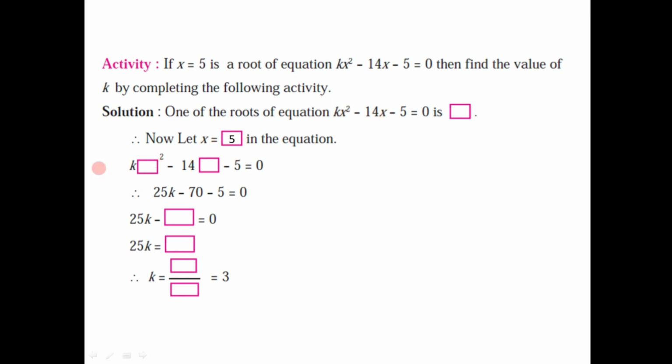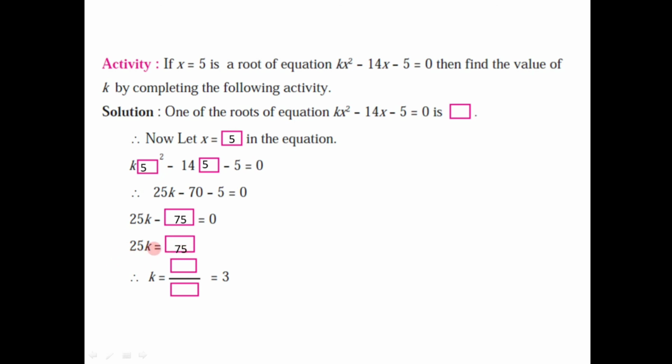So we have kx square. Instead of that, we can write k into 5 square minus 14 into 5 minus 5 is equal to 0. So 5 square is 25, and 25 into k is 25k, minus 14 into 5 is 70, minus 5 is equal to 0. So 25k minus 70 minus 5, that will be minus 75, is equal to 0. If we take minus 75 to the right hand side, it will become plus 75. So we get the equation 25k is equal to 75.